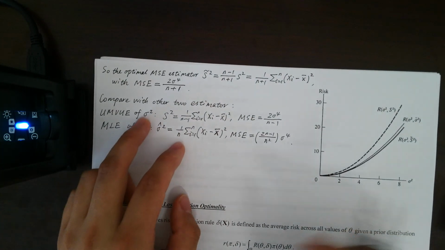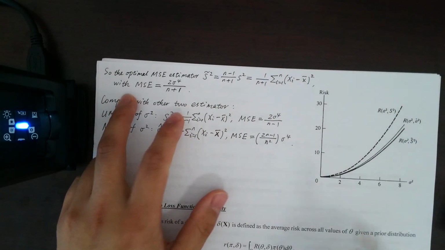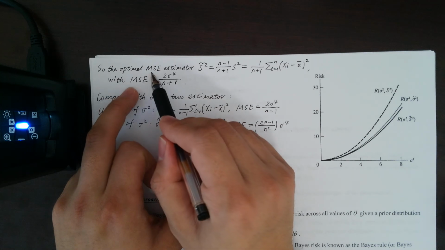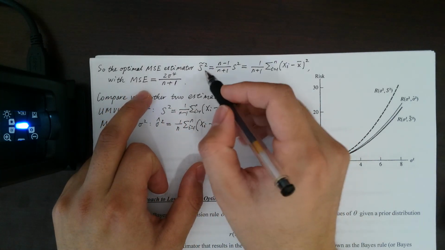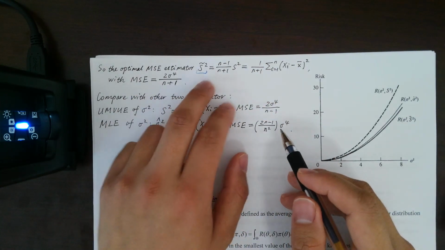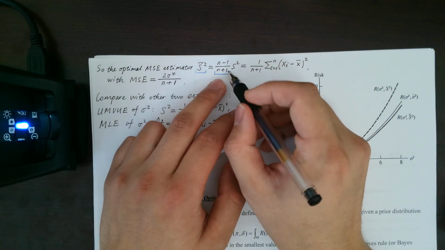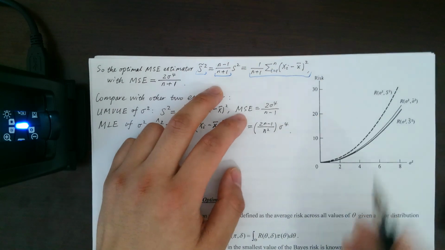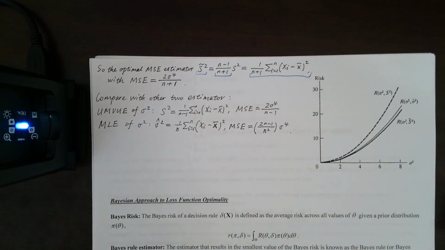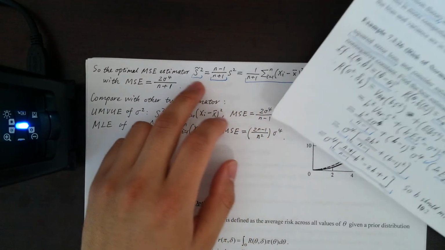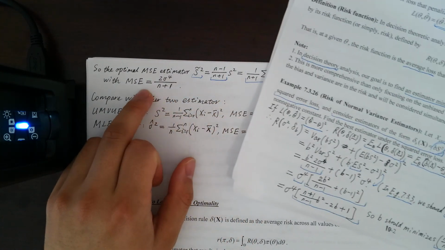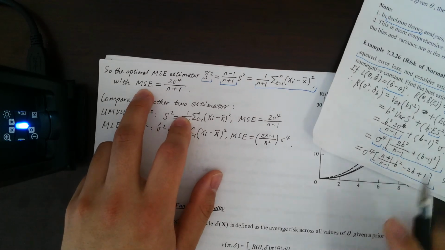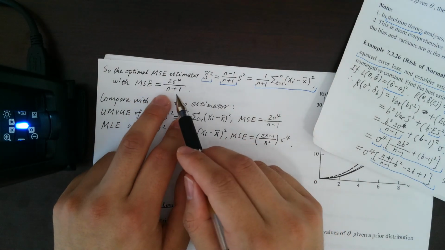To summarize the result, the optimal estimator minimizing the MSE, which we call the optimal MSE estimator, we denote by S square tilde. It uses the value of b we found here multiplied by S square, which gives us this point estimator. If we plug in the value of b, we can easily get the MSE for this point estimator, which is here.